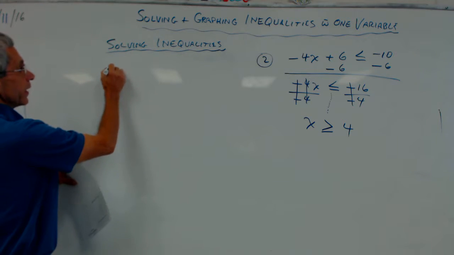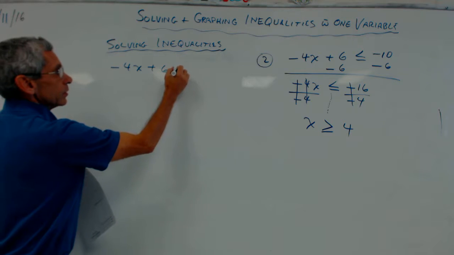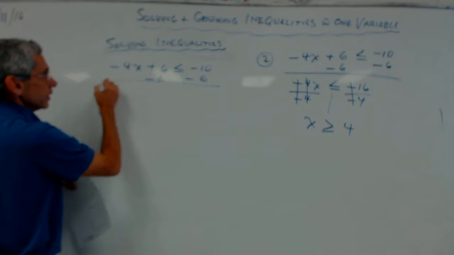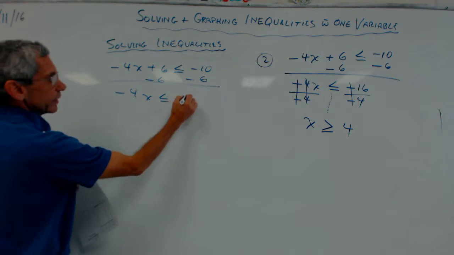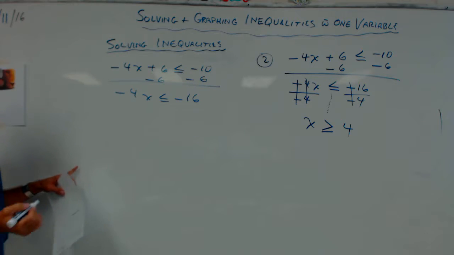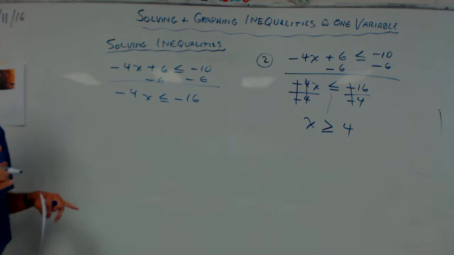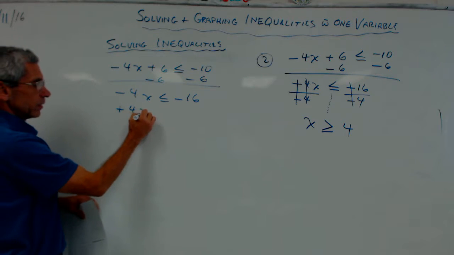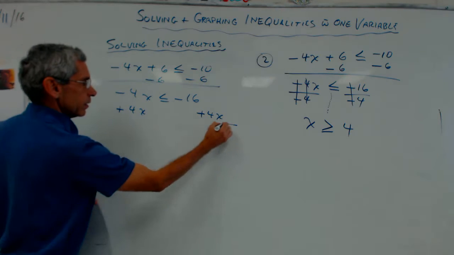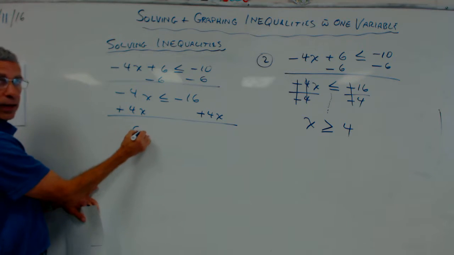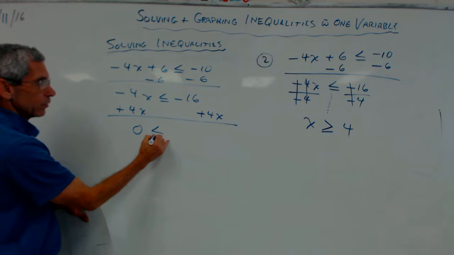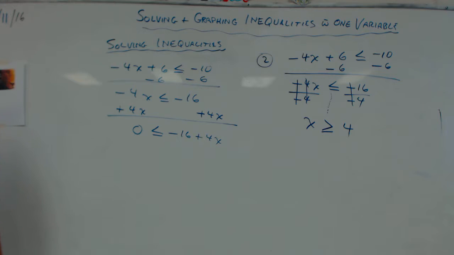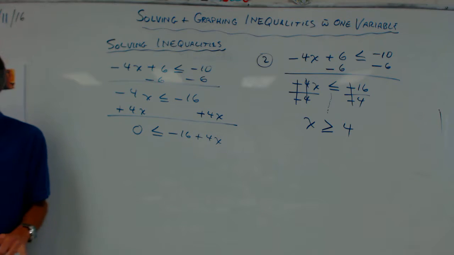Watch this. If I had negative 4x plus 6 is less than or equal to negative 10, and then I subtracted 6, I had negative 4x is less than or equal to negative 16. Instead of multiplying and dividing, I'm just going to add 4x to this side. And I have 0 on this side, right? 0 is less than or equal to negative 16 plus 4x. You guys agree with me? I didn't do any dividing or multiplying.